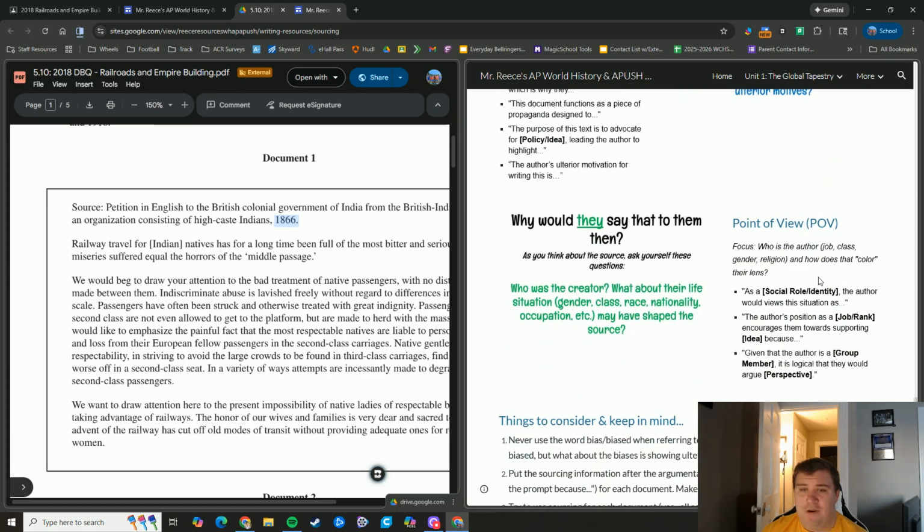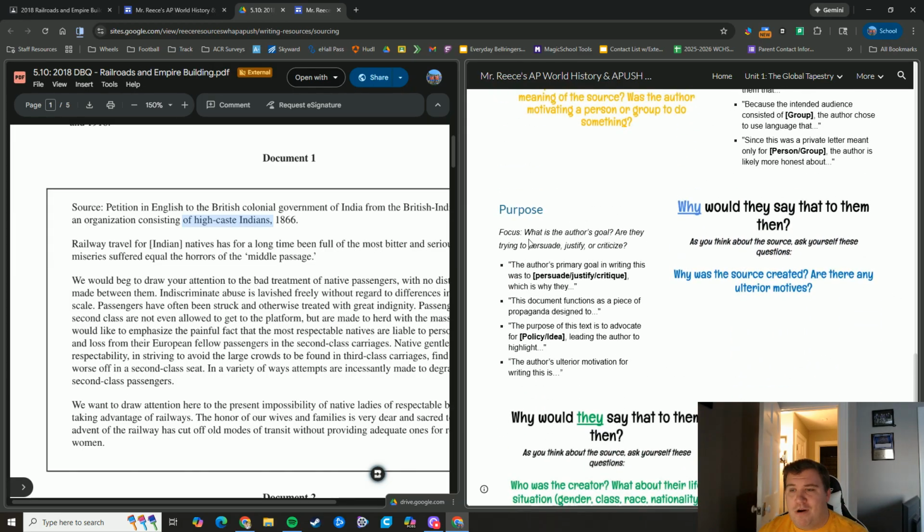If I go to point of view, I can go to the idea that yes, this is an organization of high caste Indians. So I can say, as a high caste Indian organization, the author would view this situation as very discriminatory, very angrily, because of the fact that they're not showing respect for their caste system and not taking in what the indigenous population has done for centuries. And so that's another point of view that you can use.